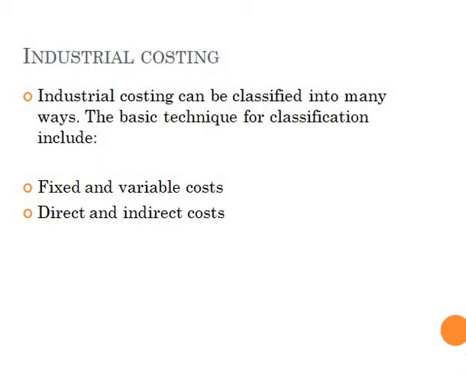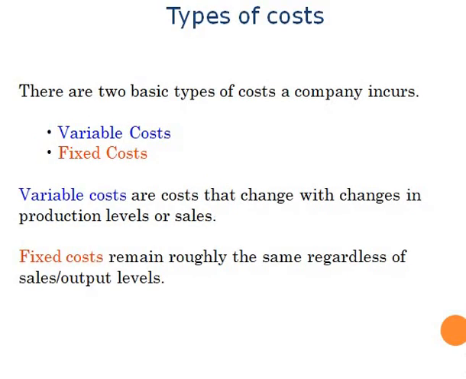Now, the industrial costings are classified into several methods, but we have two main classifications for the cost. We can classify the costs into fixed and variable costs, or direct and indirect costs. Let's begin with the first classification, which is related to the variable costs and the fixed costs.